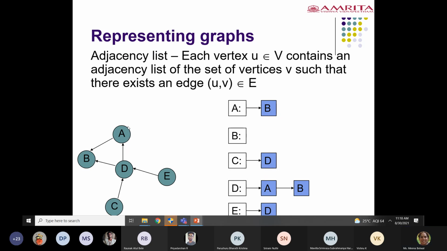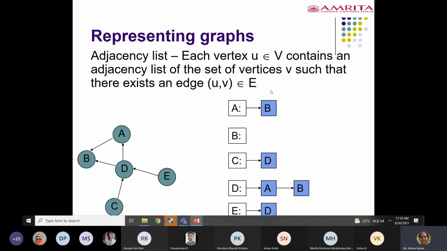When you see A, I am searching each vertex V such that the edge UV belongs to E. What is the meaning of UV belongs to E? The edge has to start from U. So AB will come, but DA will not come in A. In B, there is nothing. Nothing is starting from B. So that's why definitions are important, students. This definition we must keep in mind.